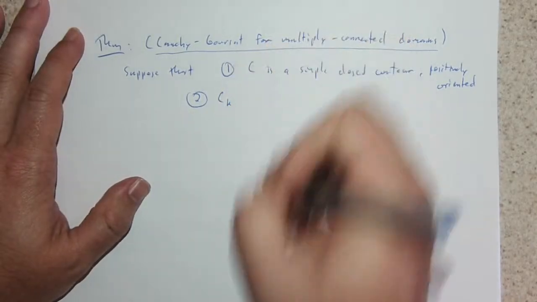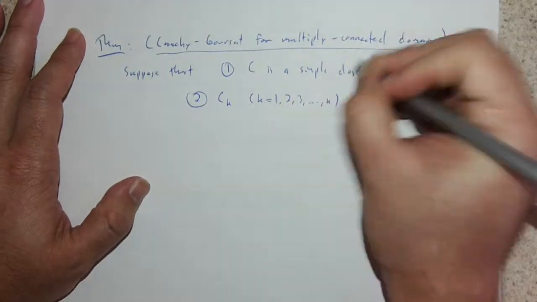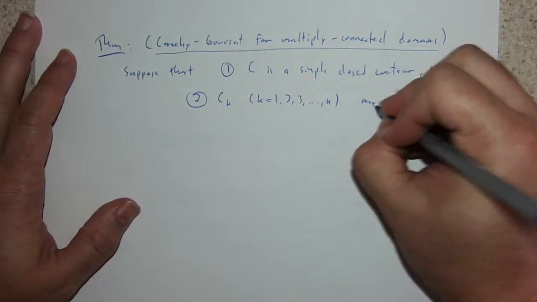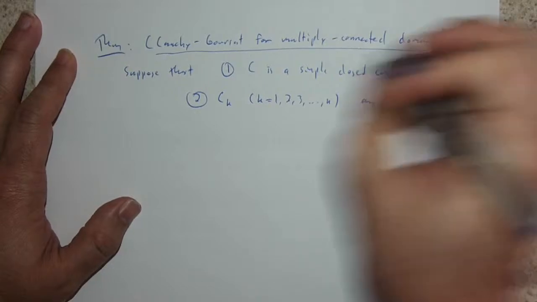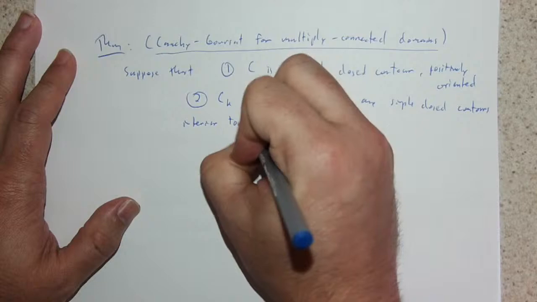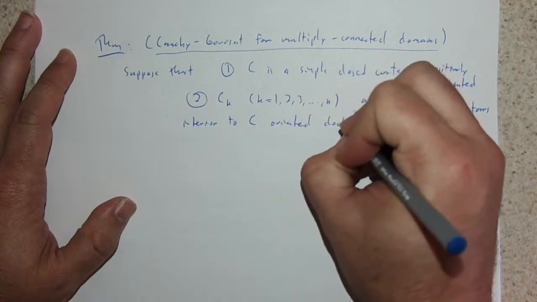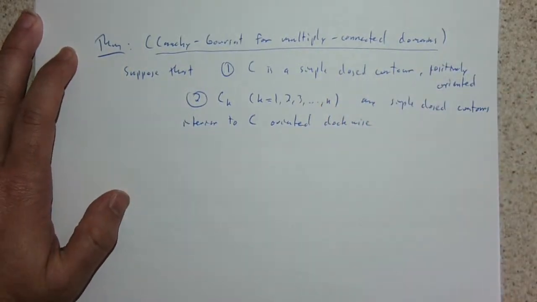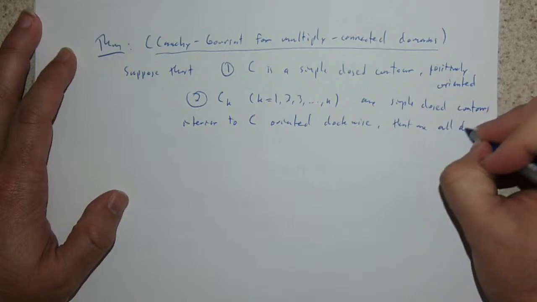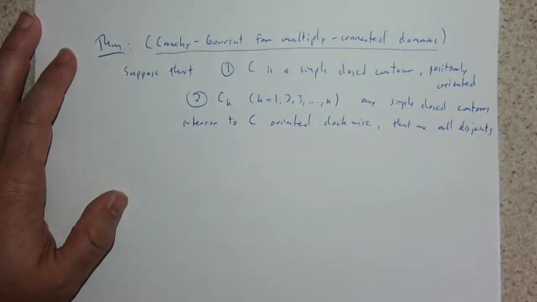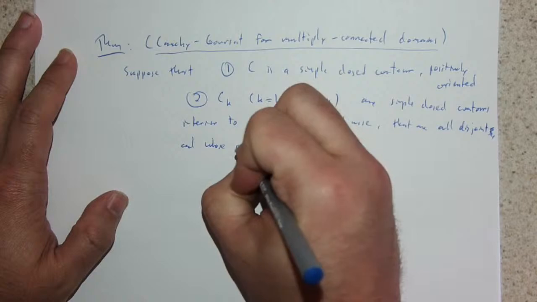Suppose that C sub k, for k equal to 1, 2, 3, all the way up to n, so k is some natural number up to n, are simple closed contours interior to C, oriented clockwise, so the opposite orientation to C. And they're disjoint, so none of these curves touch any of the other C sub k's. They're all disjoint and whose interiors have no points in common.